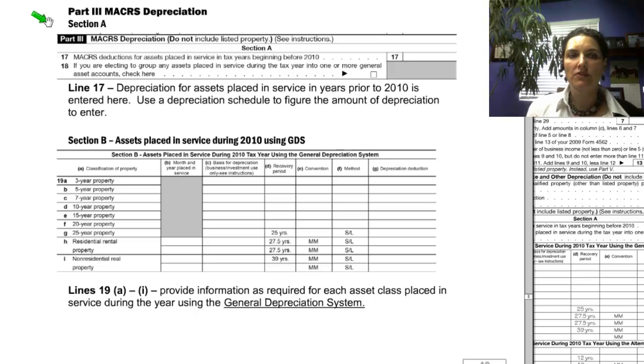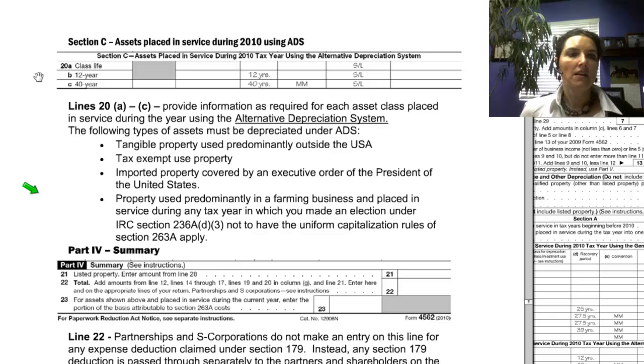Part 3, MACRS Depreciation, Section A. Enter on line 17, depreciation for assets placed in service in years prior to 2010. Use a depreciation schedule to figure the amount of depreciation to enter. On Section B, on lines 19A through I, you should provide information as required for each asset class placed in service during the year using the general depreciation system. On lines 20A through C in Section C, you should provide information as required for each asset class placed in service during the year using the alternative depreciation system.